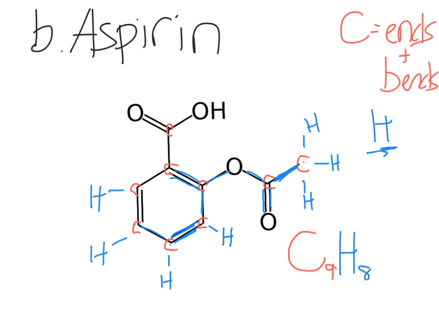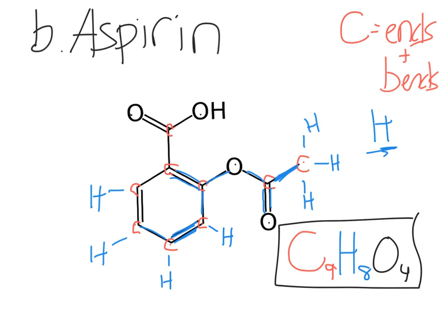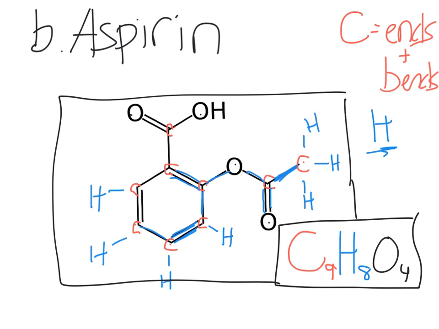And then what about oxygens? What do we have for oxygens? 1, 2, 3, 4. This is the formula and the structure of aspirin. So next time you go home and look at your medicine cabinet, this is the giant large molecule that you're ingesting that will help with inflammation and headaches and all sorts of issues going on in your body.